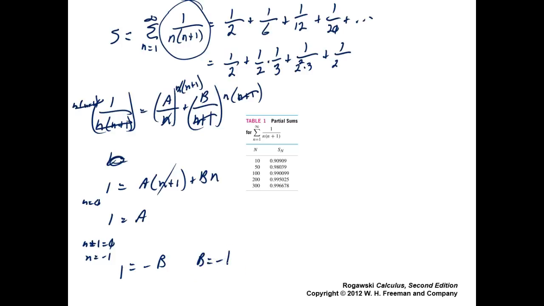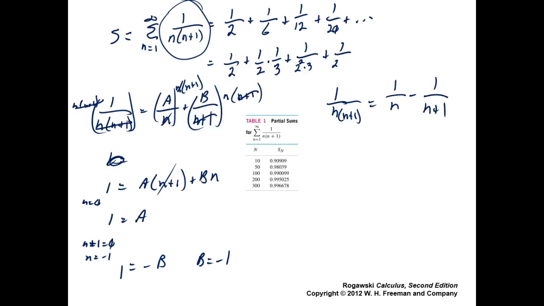So now, what that has done for us, 1 over n times n plus 1 is exactly the same as 1 over n minus 1 over n plus 1. Right? Because your a is 1, and your b is minus 1. So that gives you that. Okay?